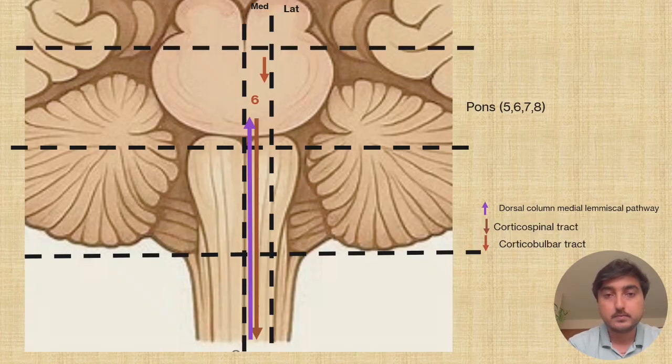The 6th cranial nerve, and these two tracts. The ascending one is the dorsal column medial lemniscal pathway. The descending one is the corticospinal tract. And apart from this, as I already said before, in the upper part of the pons the corticobulbar tract is descending. So if there is a lesion of the upper pons, we also have involvement of the corticobulbar tract.